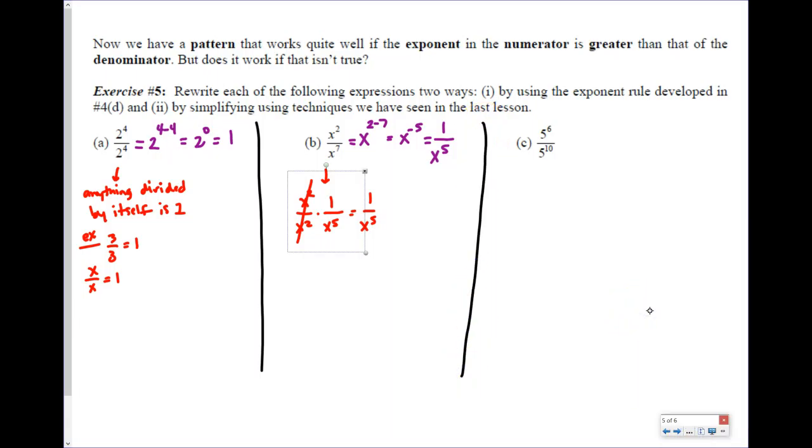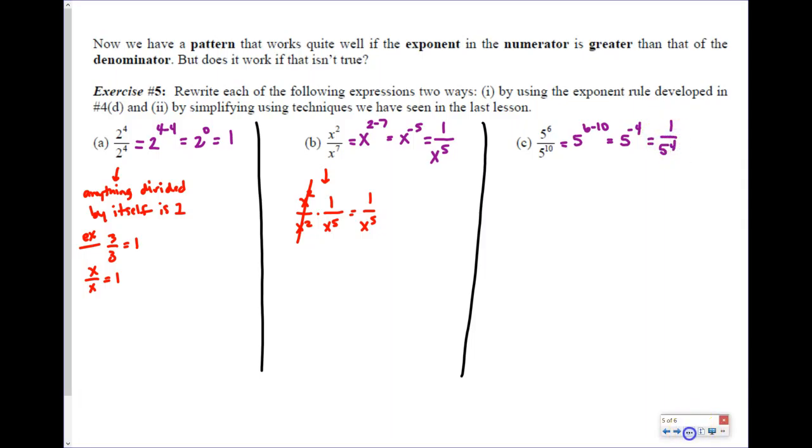You could pause and try this on your own if you like as well. You always can do that. This becomes 5. I'm dividing, so it's 6 minus 10. 6 minus 10 is negative 4, so it becomes 5 to the negative 4th. I can't have negative exponents, so this is going to be 1 over 5 to the 4th.